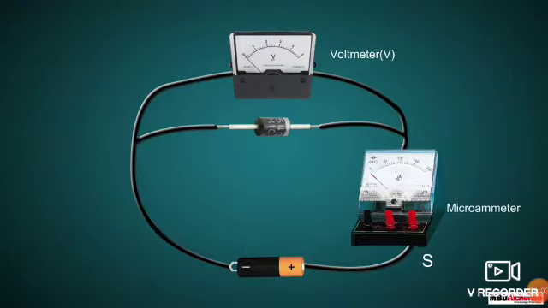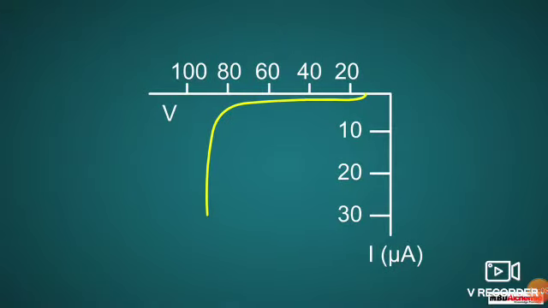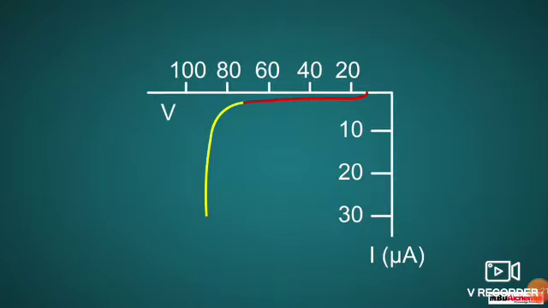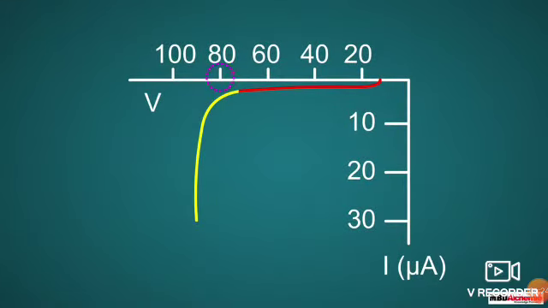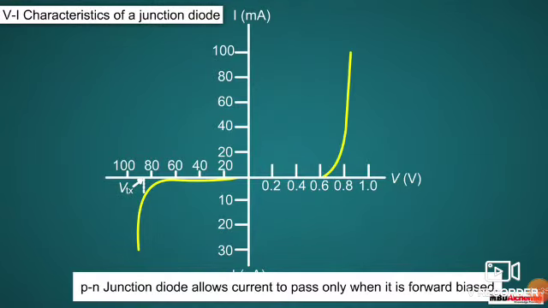For different values of voltages, the value of current is noted and a graph between V and I is obtained as shown here. As you can see, the current is very small and almost remains constant with the change in voltage. It is called reverse saturation current. However, at very high reverse bias voltage, the current suddenly increases. This reverse bias voltage is known as the breakdown voltage. From the VI characteristics of a junction diode, we can see that it allows current to pass only when it is forward biased.